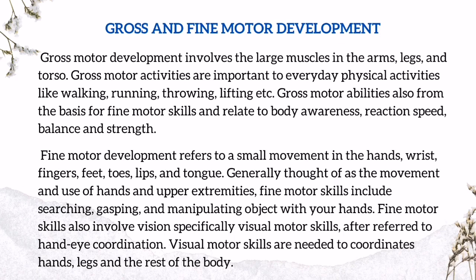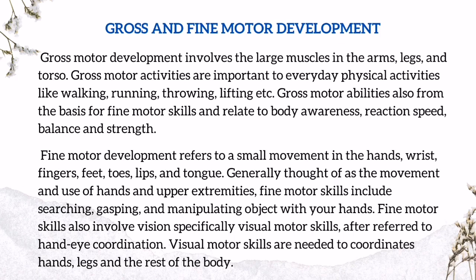Generally thought of as the movement and use of the hands and upper extremities, fine motor skills include searching, grasping, and manipulating objects with your hands. Fine motor skills also involve vision, specifically visual motor skills, often referred to as hand-eye coordination.